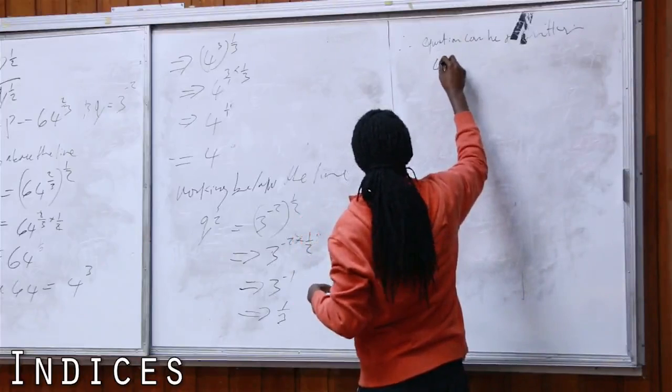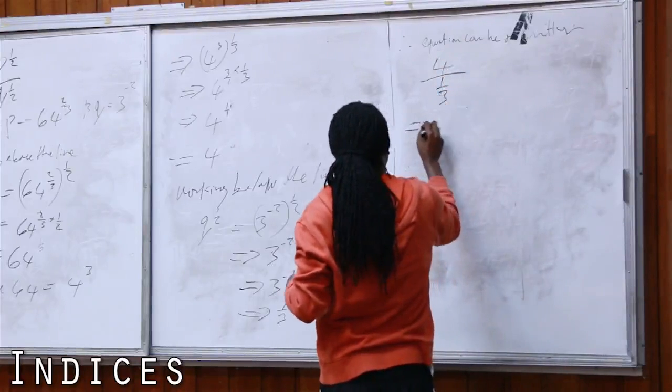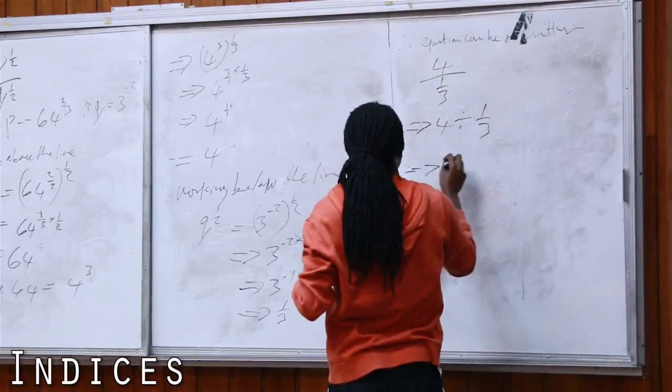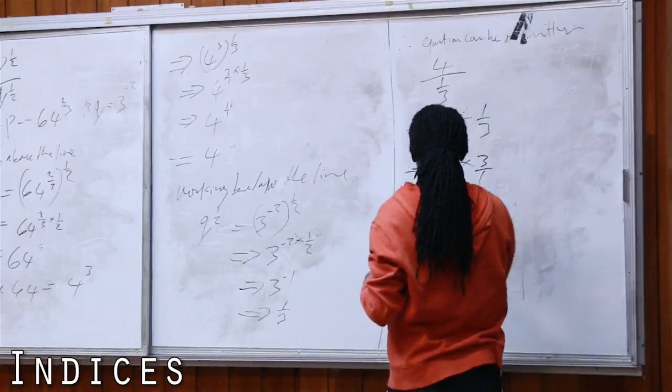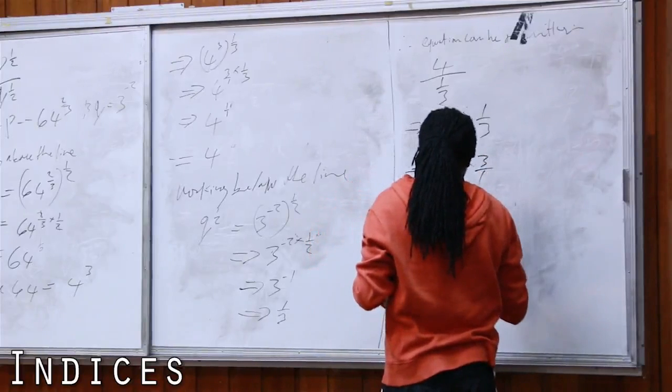Can be rewritten as 4 over 1/3. This implies 4 divided by 1 over 3. This implies 4 times 3 over 1 equals 12. ANS equals 12.